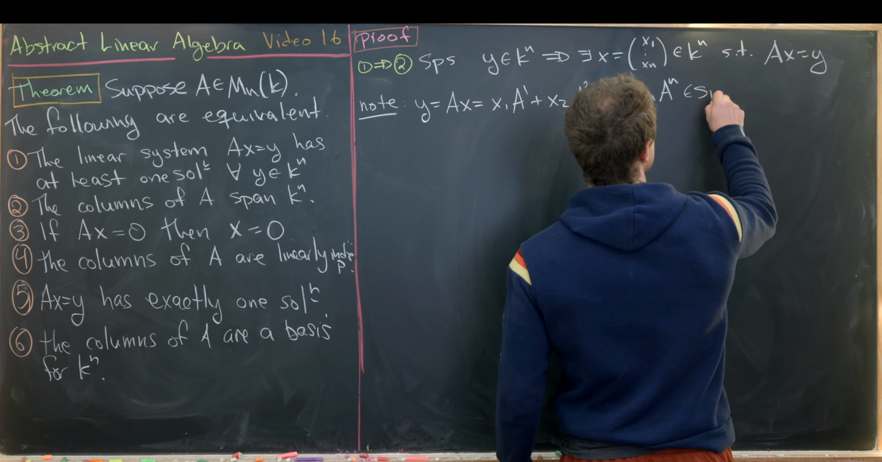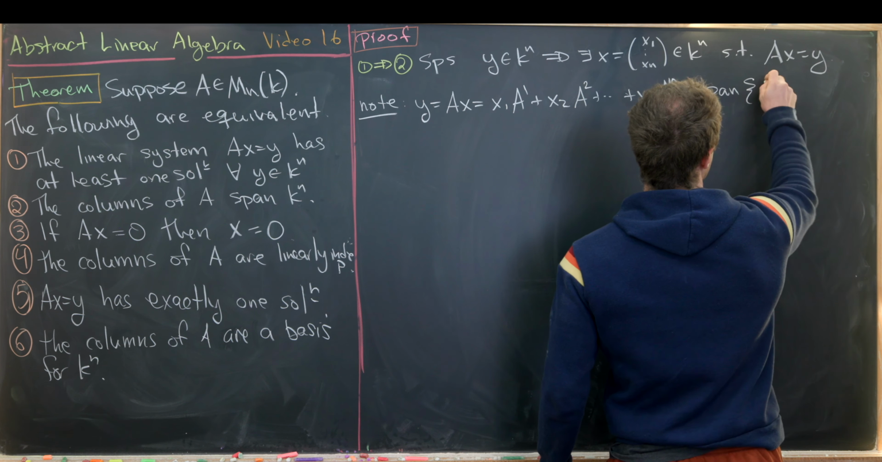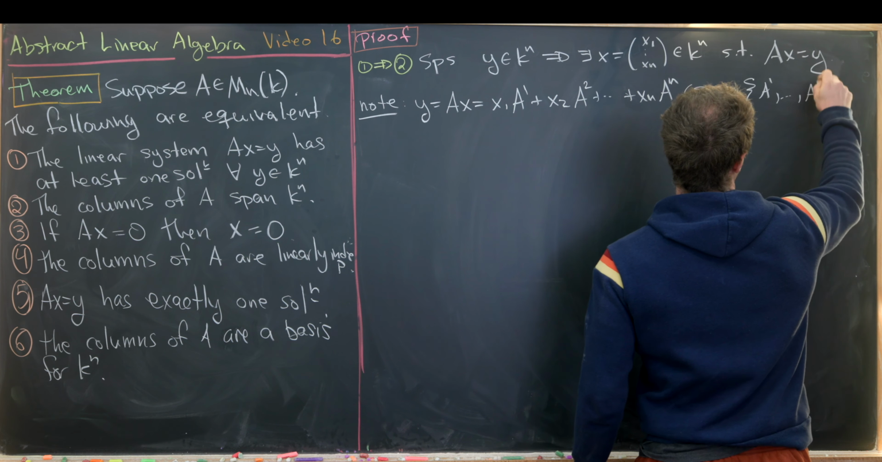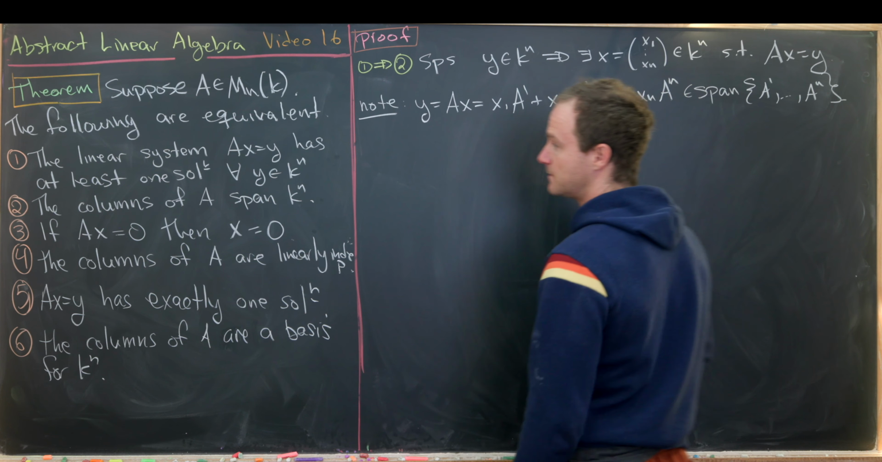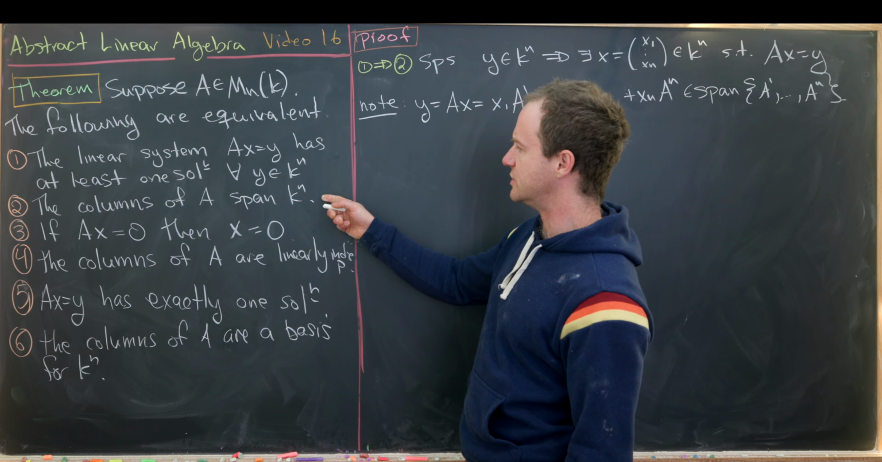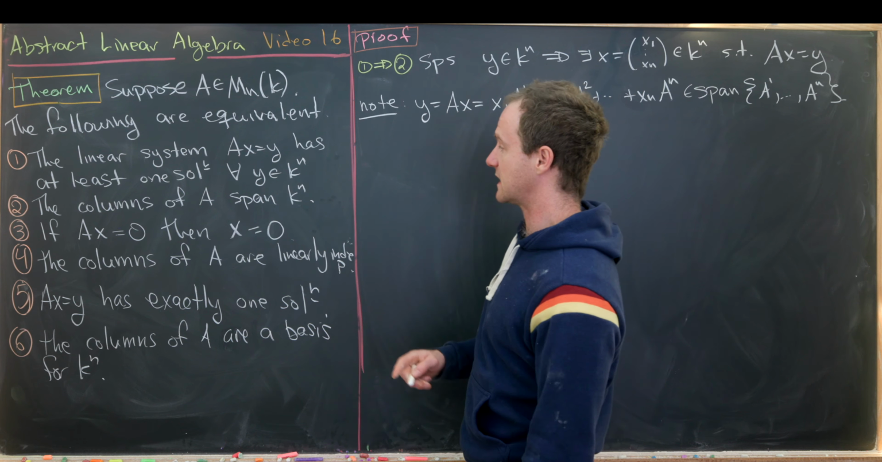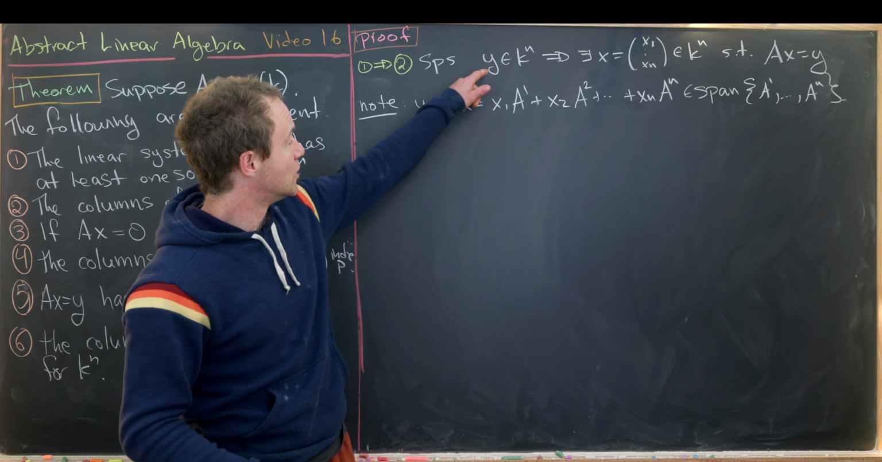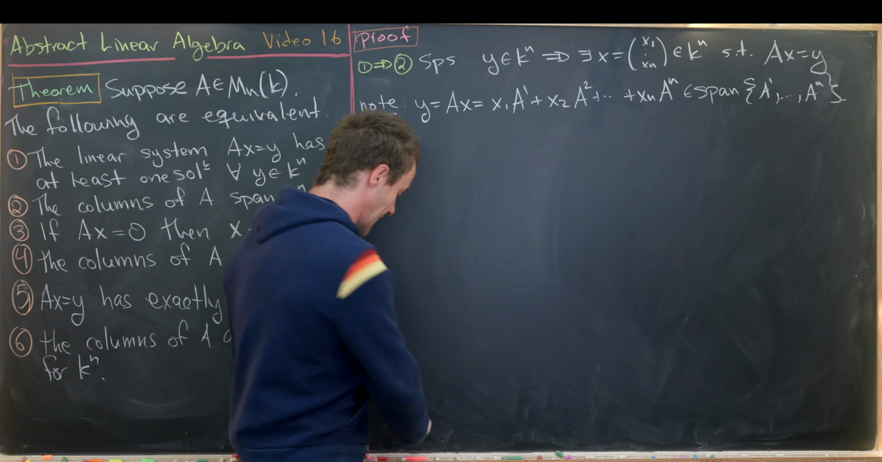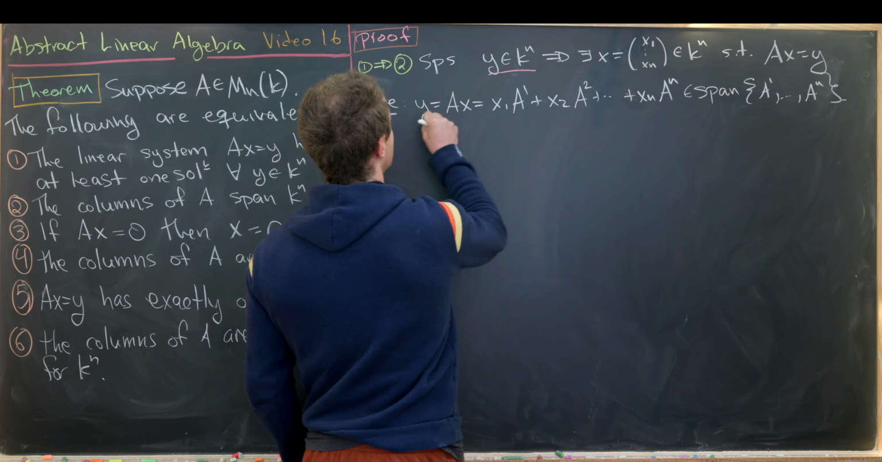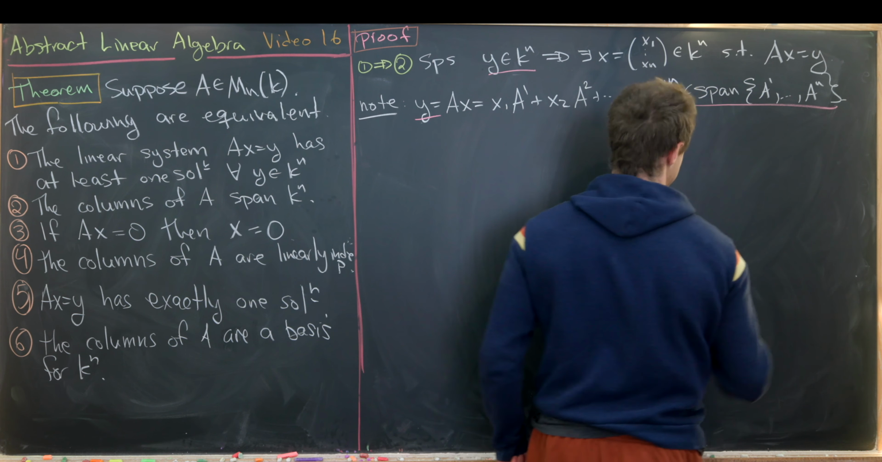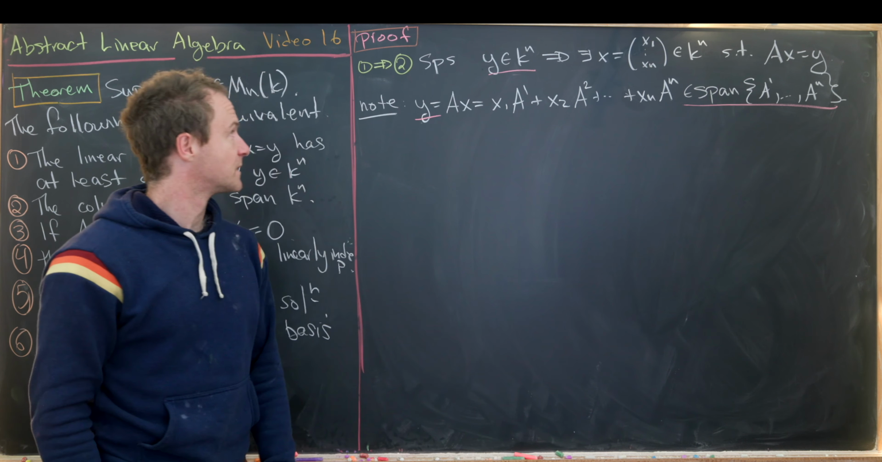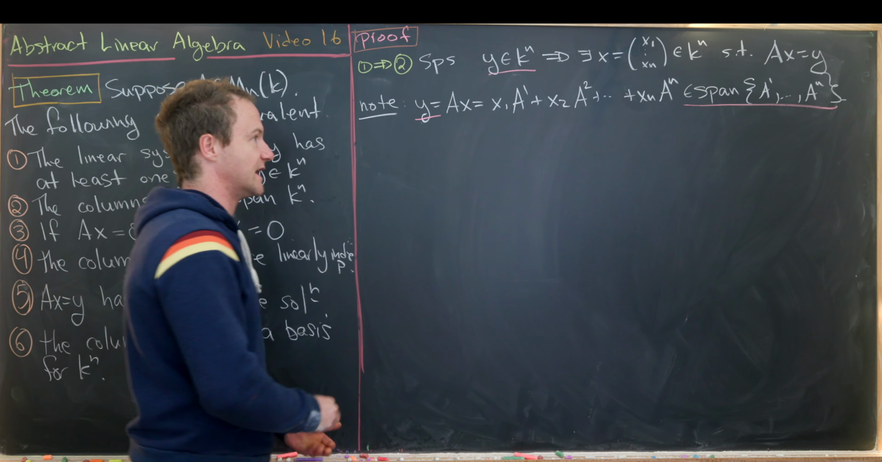So this is definitely an element of the span of the columns of A, this A upper 1 up to A upper n. But that's exactly what we wanted to do, show that the columns of A span K^n, and that's what we've done. We took an arbitrary element from K^n right here, and we showed that it was in the span of the columns. So we're finished proving 1 implies 2.